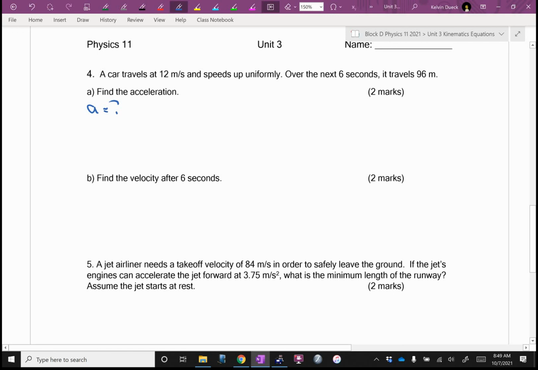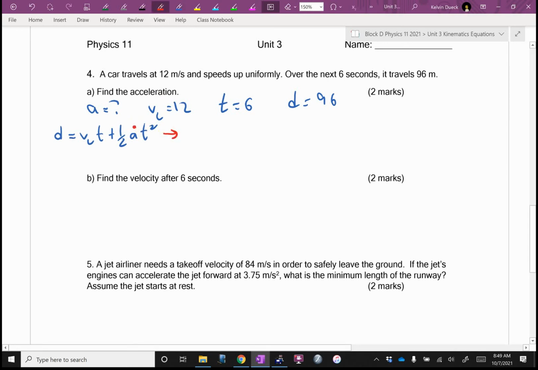What's that 12? VI? What's that 6? And that 96? Okay. This is really similar to the first question in that I'm going to use the same equation to find A, but VI is not 0. This one is tricky enough, I might just write it out. D equals VIT plus a half AT squared. I want to get the A by itself.